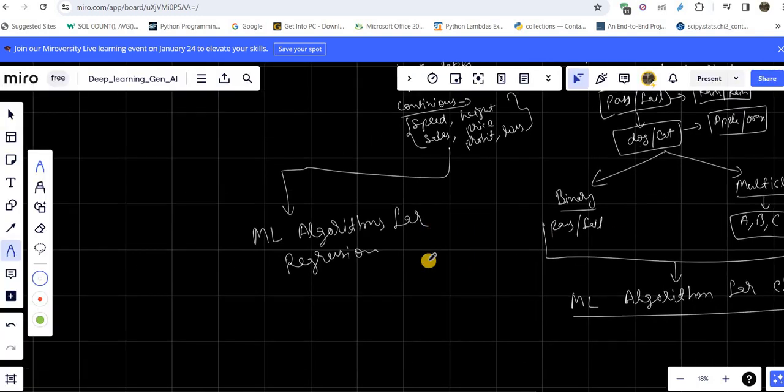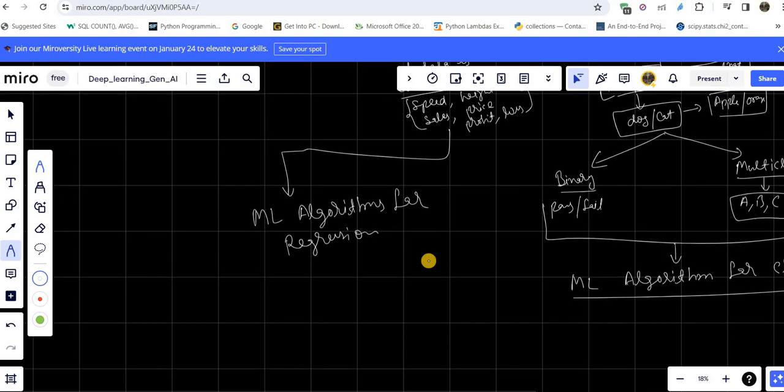Now first let's see the regression. So the basic, or the first algorithm for regression is the linear regression algorithm. Linear regression, this is the first. Then after that, if you go, there are a lot many in regression.